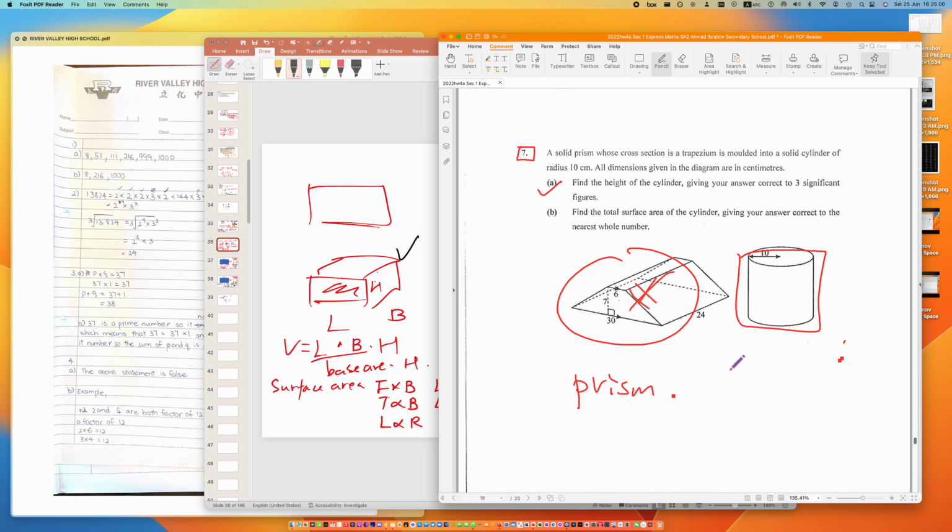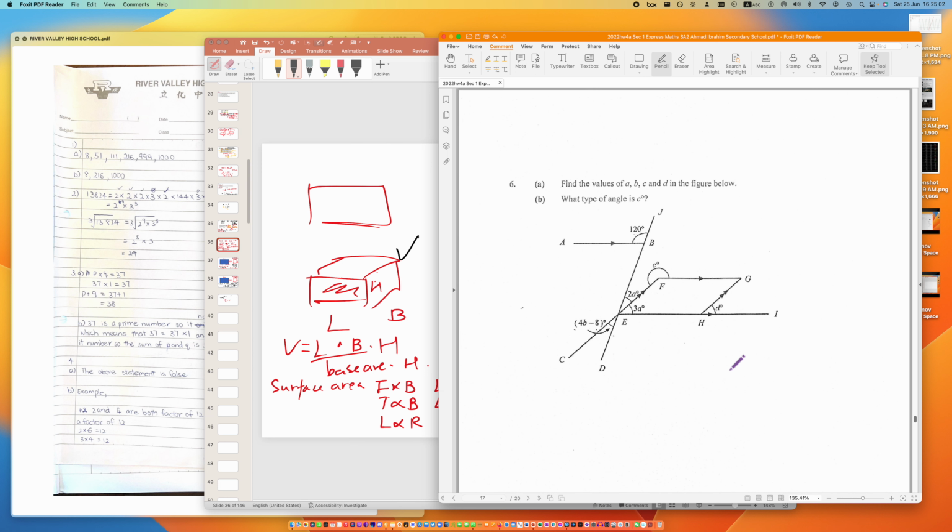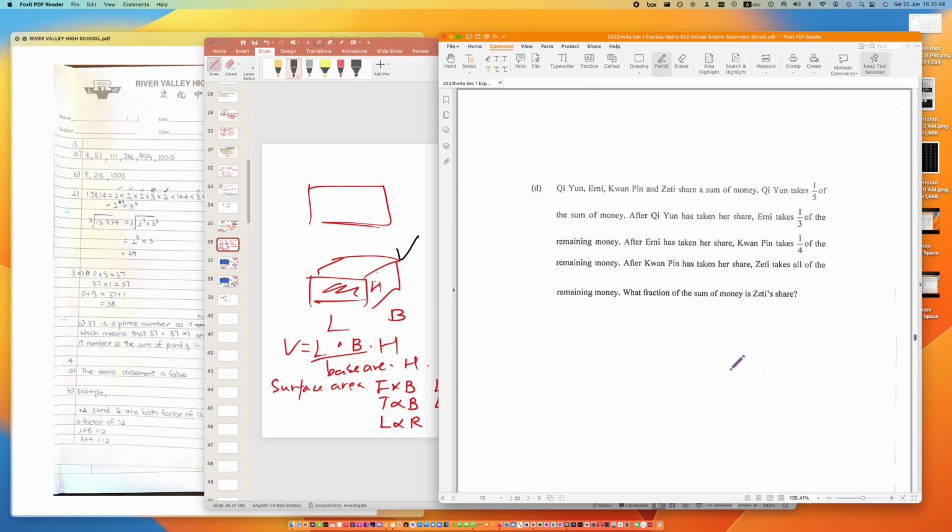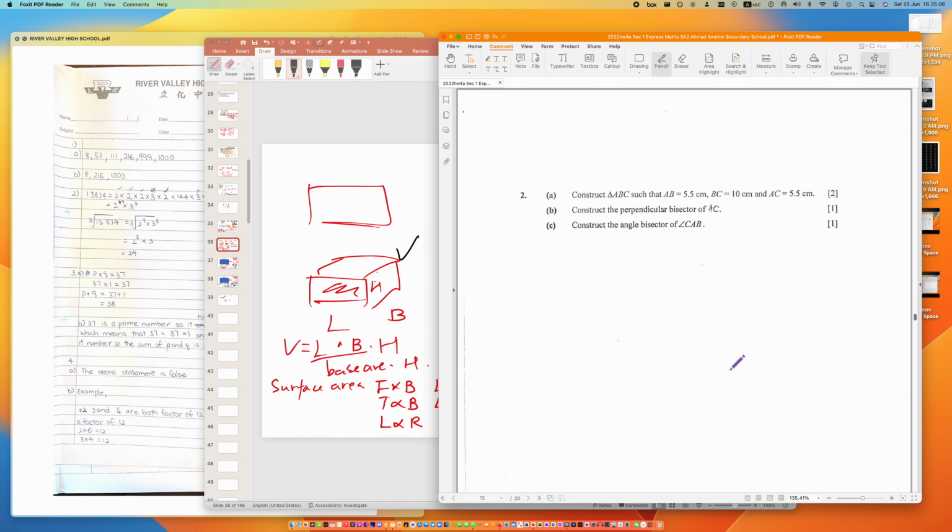Question two? Let me go back. This one requires the protractor and compass. Do you already have a protractor or compass? I have it, but I didn't bring it. Never mind. Let me see if I can do it online. Maybe I can. Hold on.